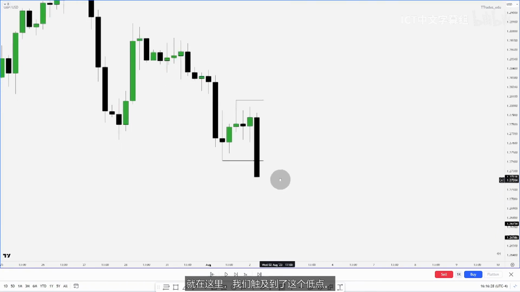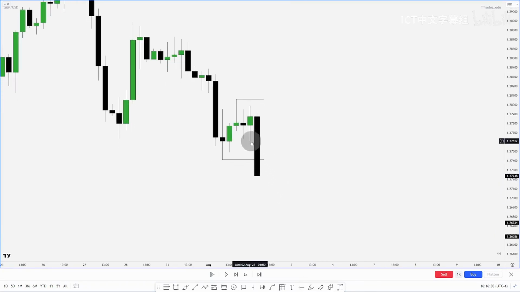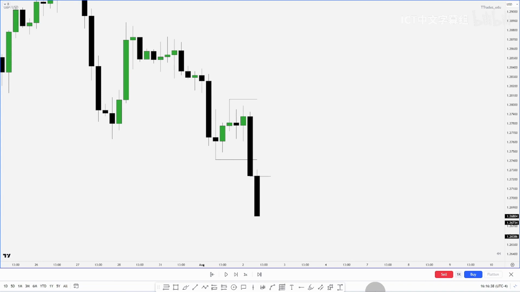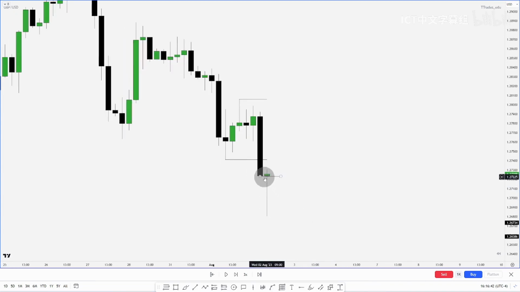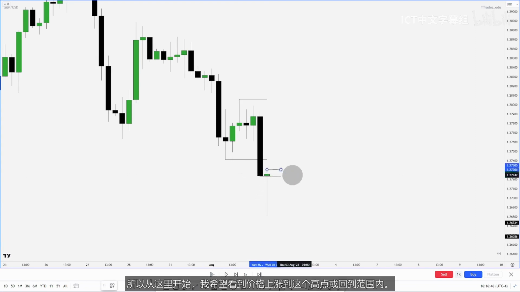Right here, we reach for this low. What do we notice? Closes below the previous candle, closes below the swing point. From here, I'd want to see a continuation lower. Here we get a continuation lower, but what do we notice about the candle? It closes back in the range, so from here, I'd want to see a move above this high or back into the range.